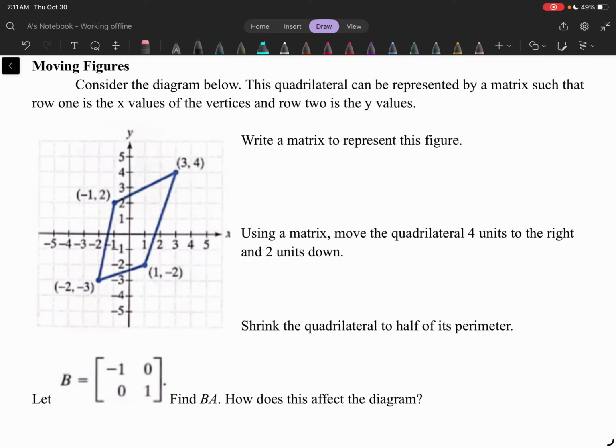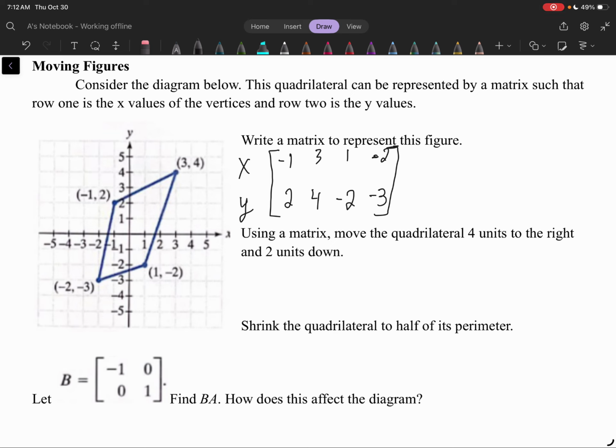Another application of matrices is moving figures. So if we look at this quadrilateral, we can take the x values of this quadrilateral and pair that with the y values of the quadrilateral as row 1 and row 2 numbers. So I have -1 and 2, I have 3 and 4, I have 1 and -2, I have -2, -3. You just go around the figure. There is a matrix that would represent this quadrilateral.